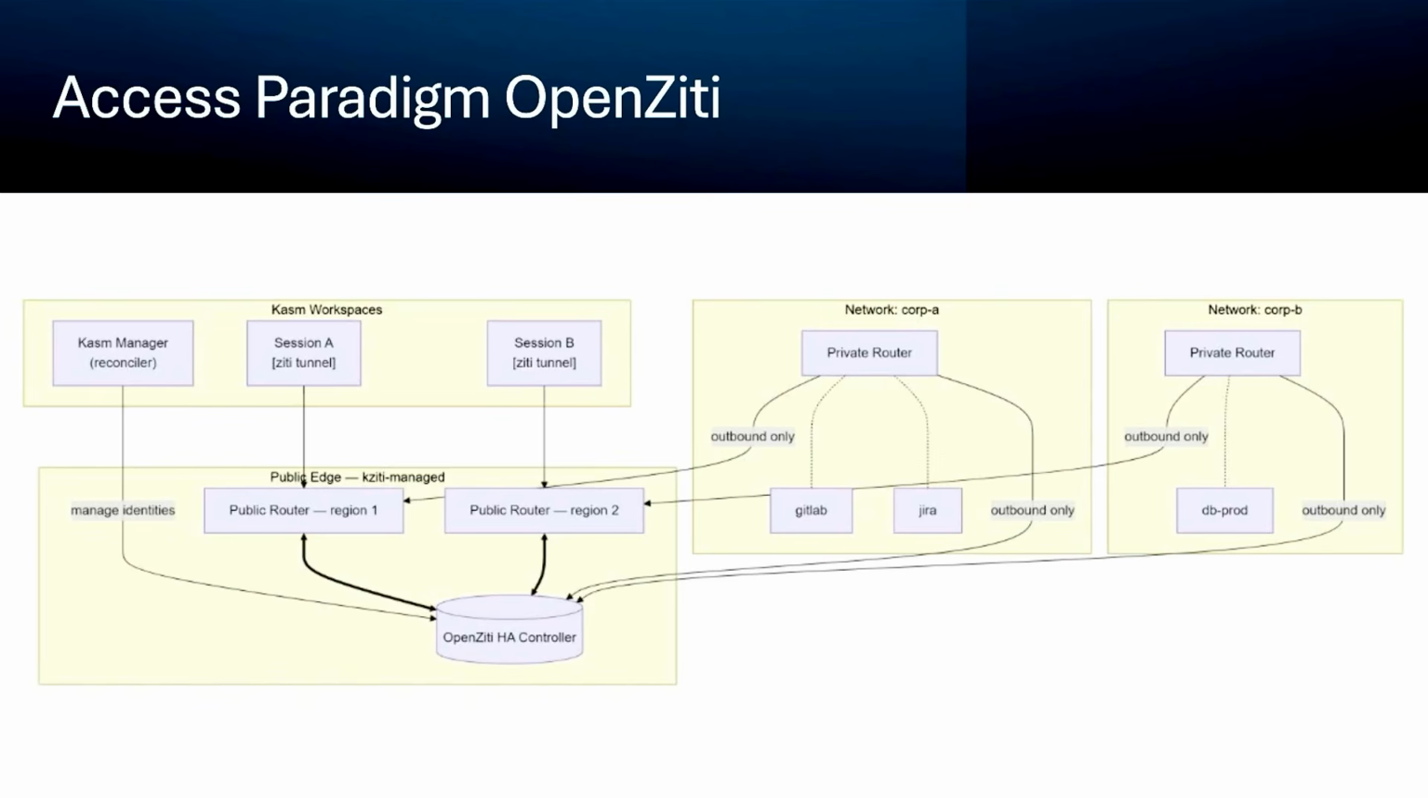Private routers are different. Each private router lives next to the resources it exposes, on the same network as the database, the internal web service, the machine you're protecting. And here's the key architectural detail. Private routers make only outbound connections. They connect to the controller and to the public routers. They never accept inbound connections themselves.